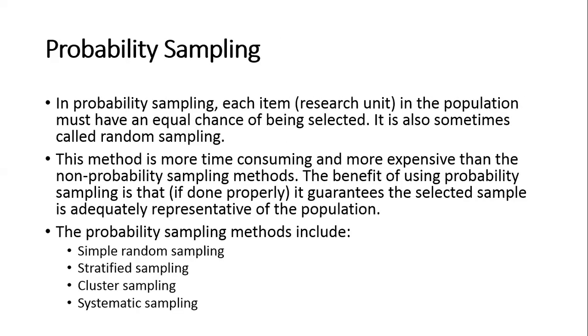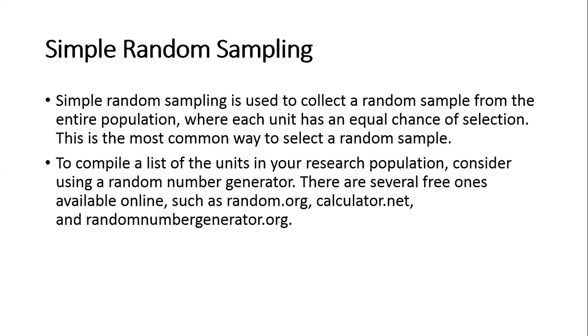Probability sampling. In this type of sampling, each research unit in the population must have an equal chance of being selected. It's also sometimes called random sampling. So the probability sampling methods include simple random sampling, stratified sampling, cluster sampling, and systematic sampling. We are going to look at these one after the other.